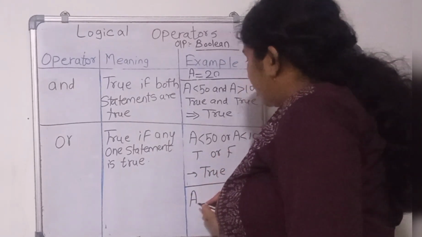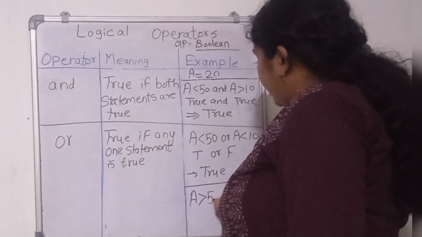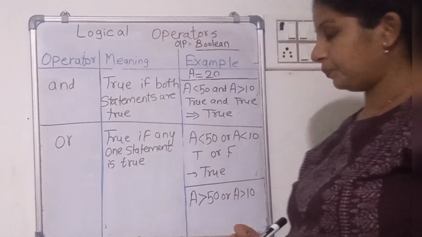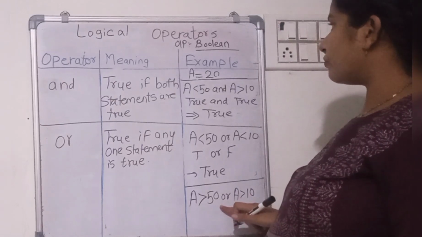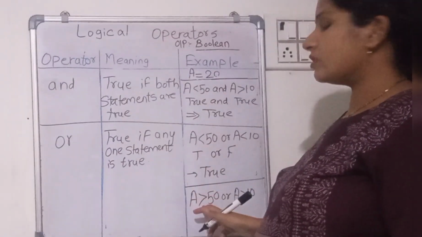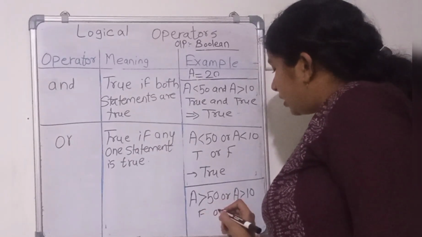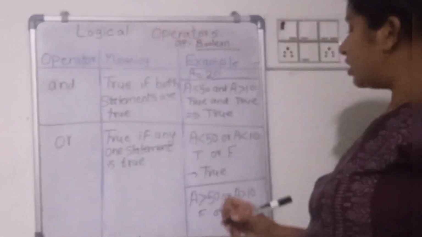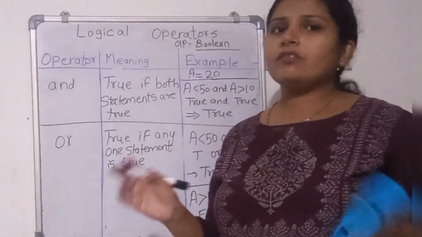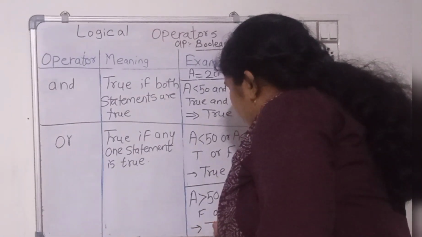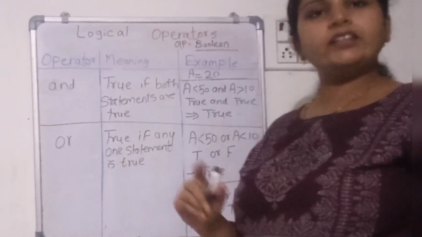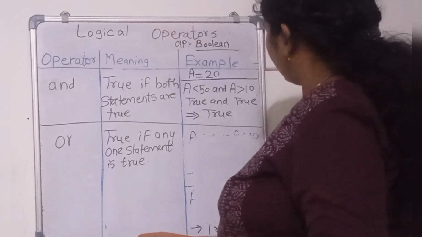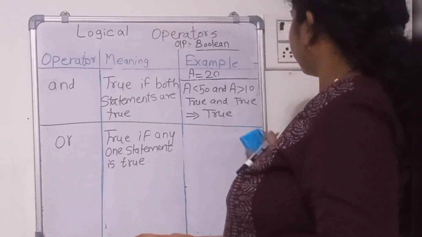Suppose your first condition is a is greater than 50 or a is greater than 10. Now here a is greater than 50 is wrong. A is 20 and this is 50, so this is false. Here a is greater than 10, yes, it is true. So false or true, you are getting one true, so your output is true in this case. Any one of the statements, either first one or second one, it doesn't matter.